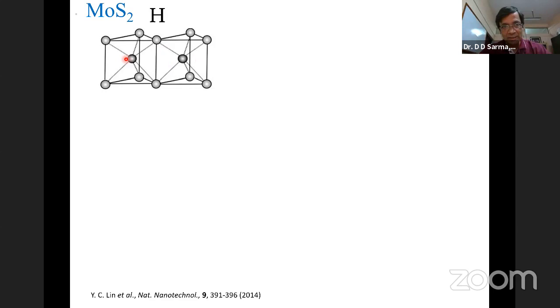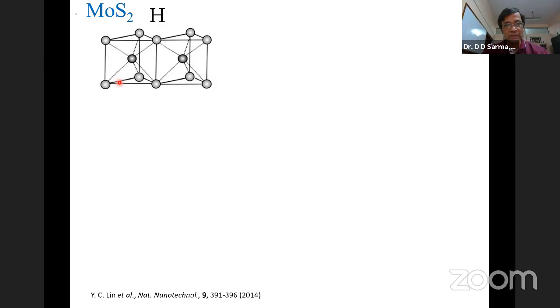There's a sulfur layer on top and a sulfur layer below. This sulfur layer on top also forms a hexagonal structure, and this also forms a hexagonal structure. And these two hexagonal structures are directly on top of each other. As you can see, this sulfur is directly above this one, and this one. So what I have is a coordination of Mo surrounded by six sulfur.